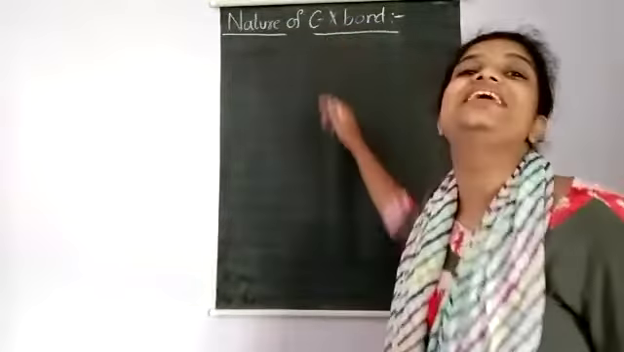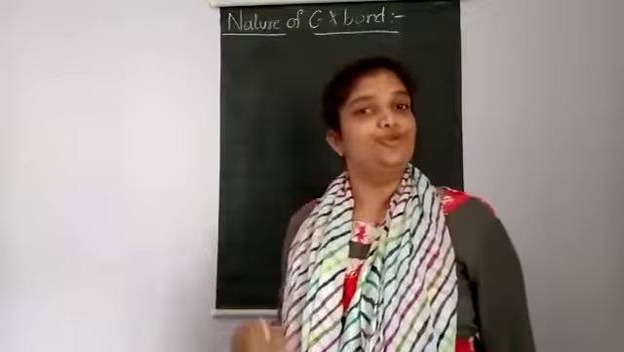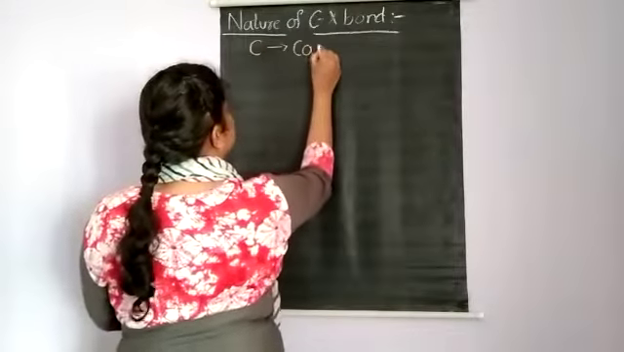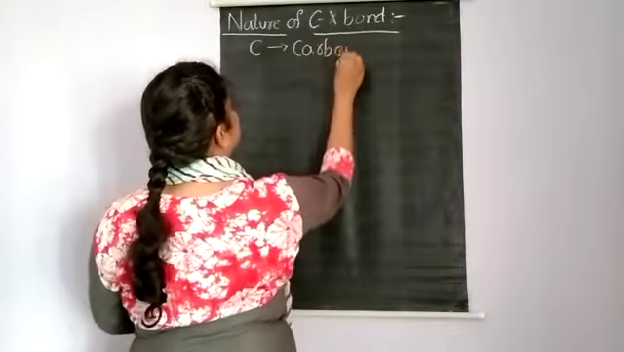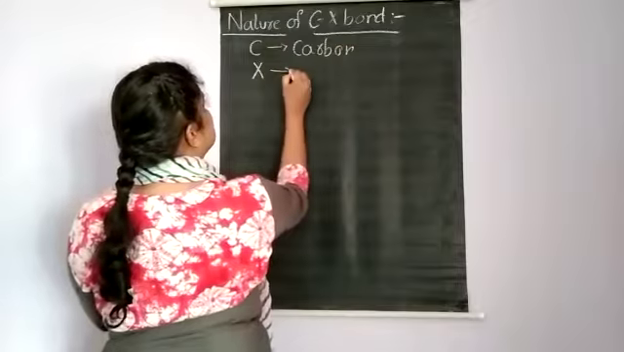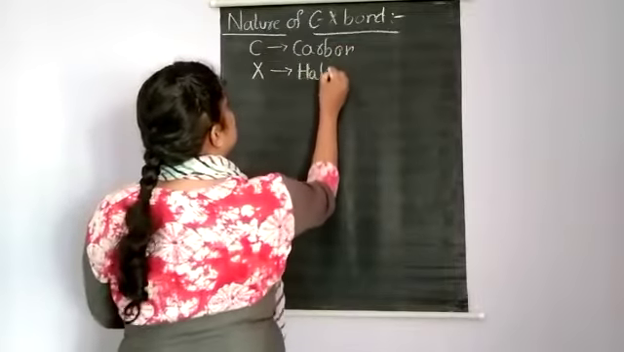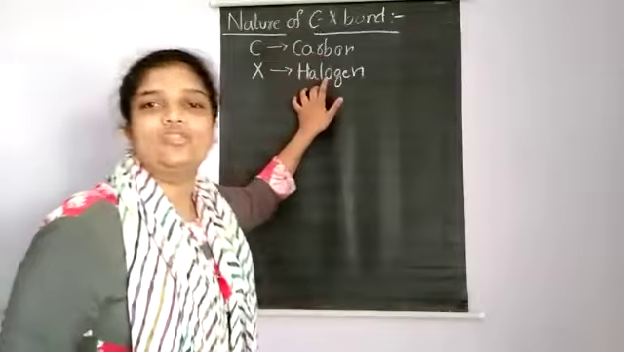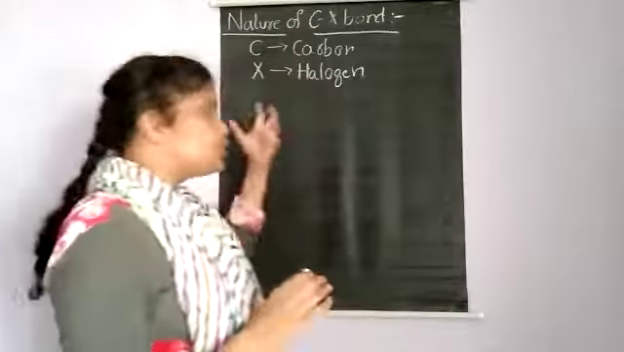Today's topic is the C-X bond, the bond between C and X. What is the nature of it? That is what we are going to learn today. Here C refers to carbon and X refers to halogen. What is the bond present between carbon and halogen? That is what we'll be dealing with today, the nature of that.